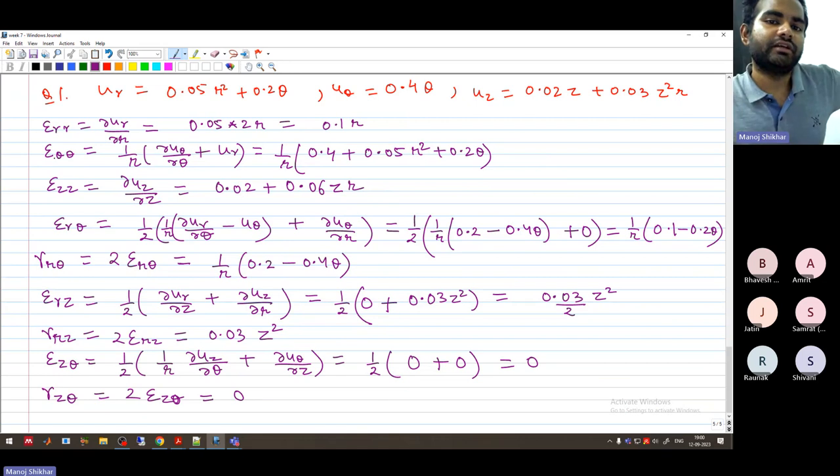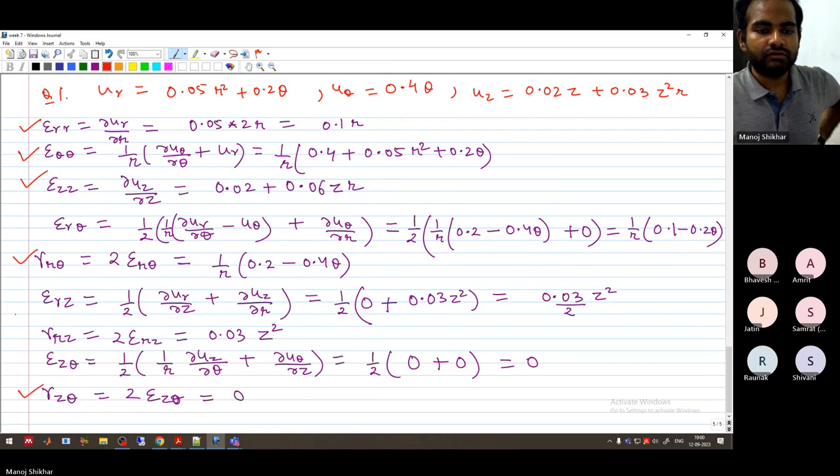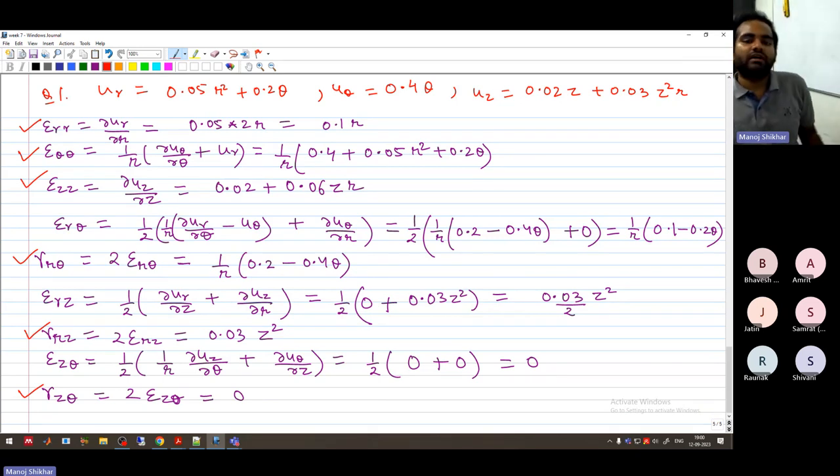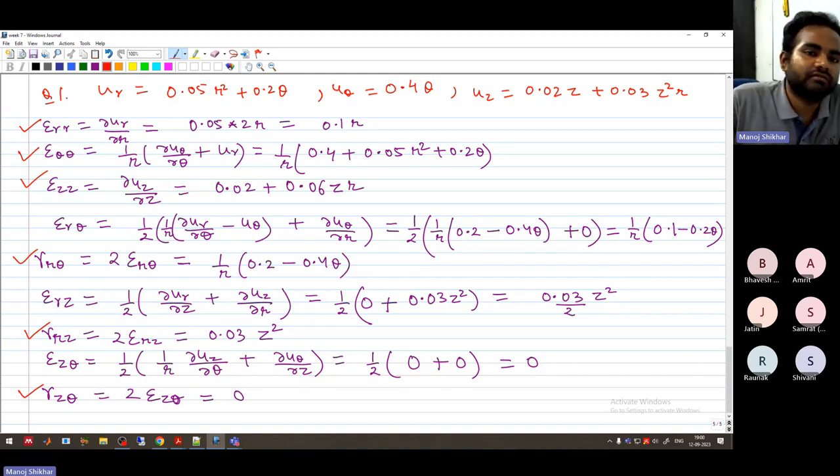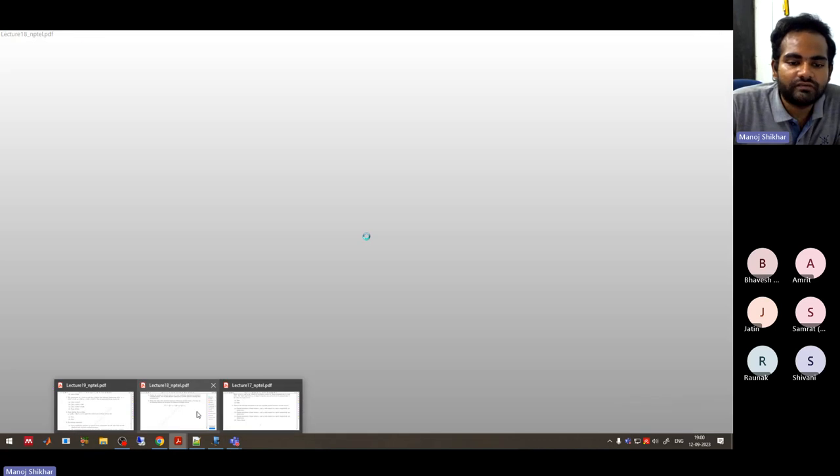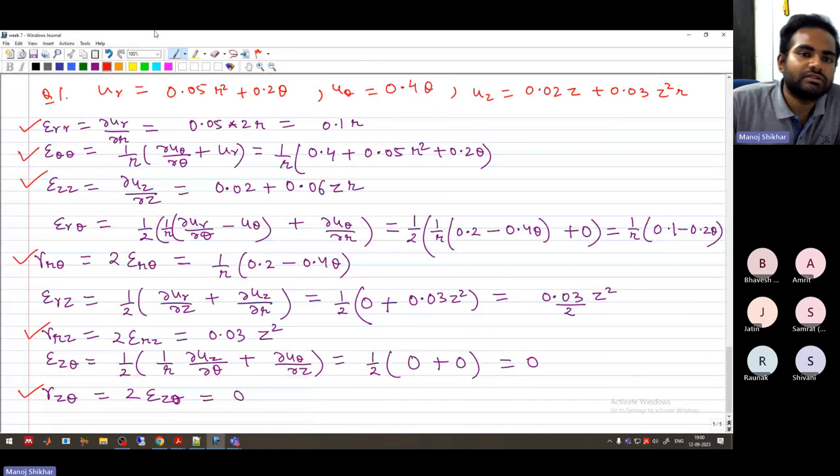Though they had asked you epsilon theta theta, we have solved for all the strains. So if somebody tells you what are the strains in the body, these 6 things will constitute these strains. Okay. Do not write epsilon r theta as a strain. Epsilon r theta is 1 by 2 times gamma r theta. Your shear strain is actually gamma r theta. Keep this in mind. This way, I think question number 7. This was question number 7.